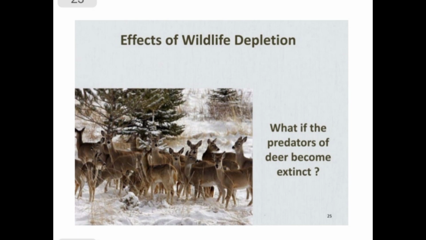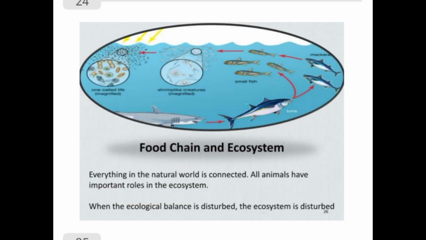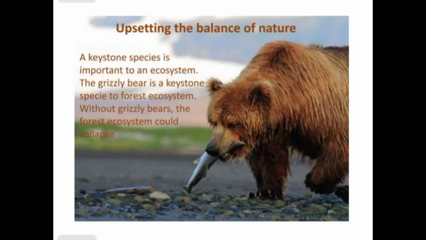Effects of wildlife depletion. Food chain and ecosystem. Everything in the natural world is connected. All animals have an important role in the ecosystem. When ecological balance is disturbed, then the ecosystem is also disturbed. Upsetting the balance of nature.